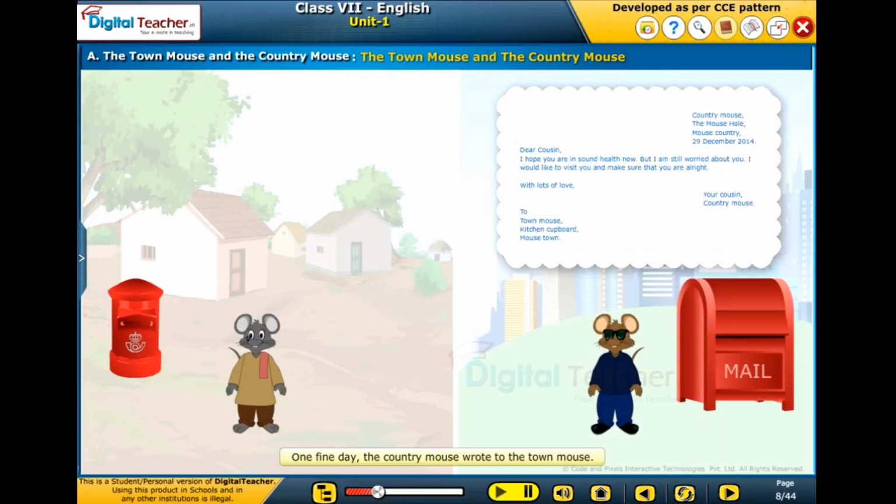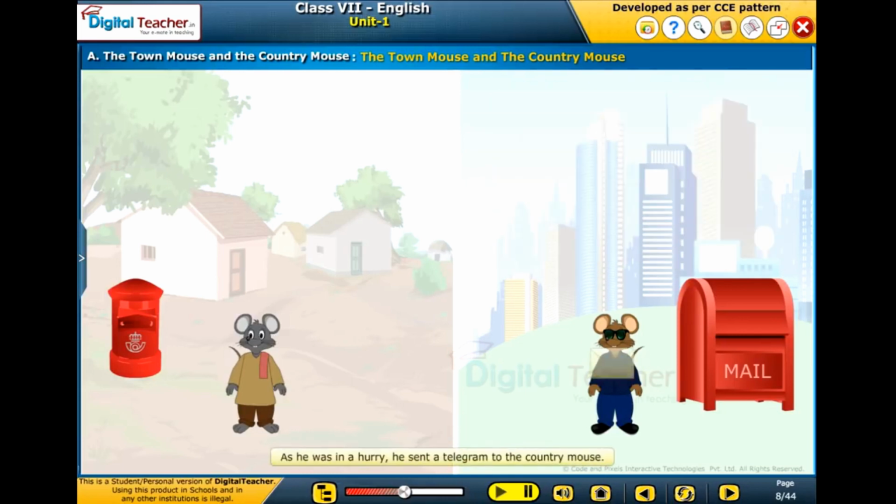Dear cousin, I hope you are in sound health now, but I am still worried about you. I would like to visit you and make sure that you are all right. With lots of love, your cousin, Country Mouse. As he was in a hurry, he sent a telegram to the country mouse. Overjoyed, come soon. Town mouse.